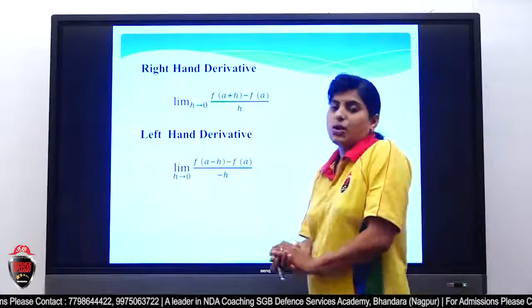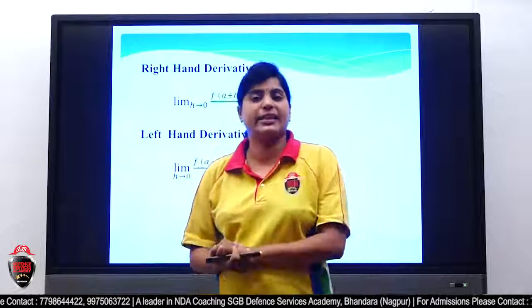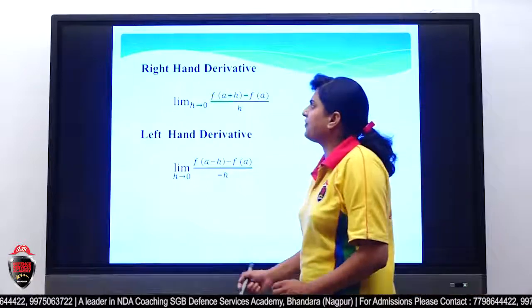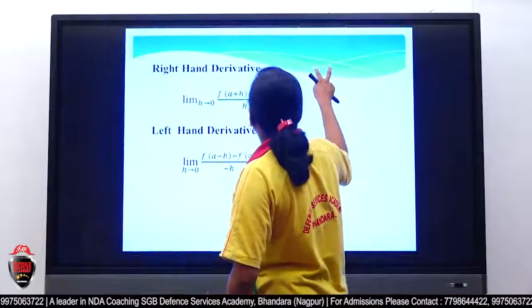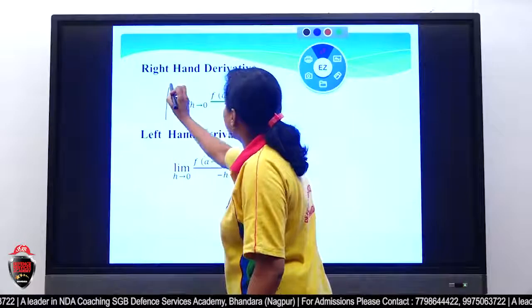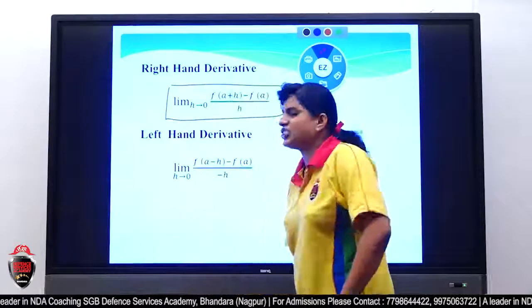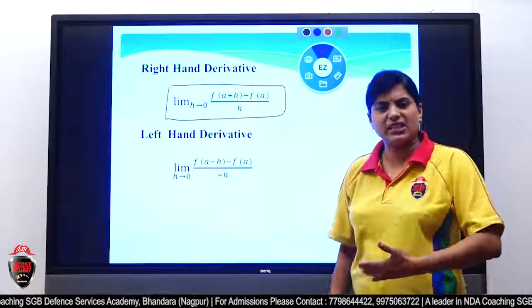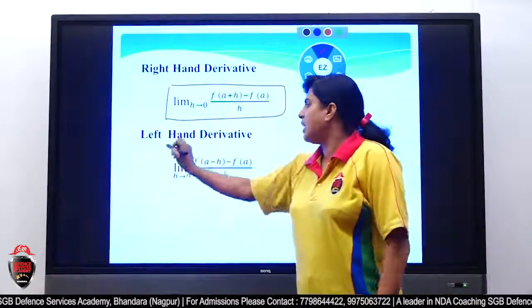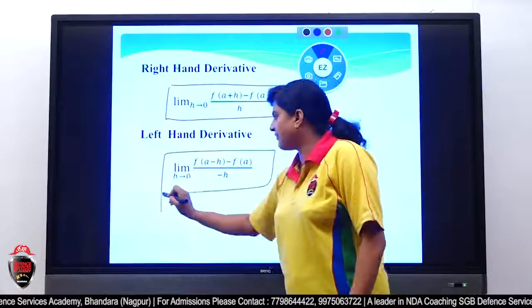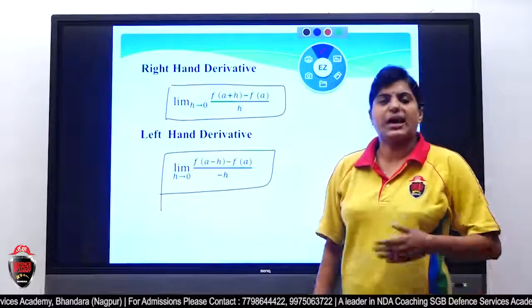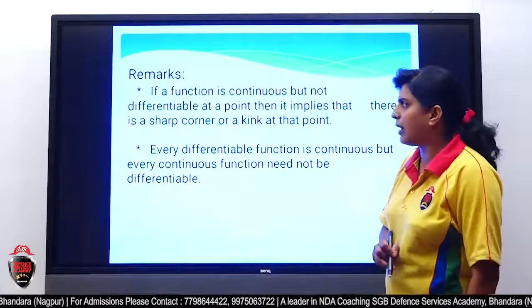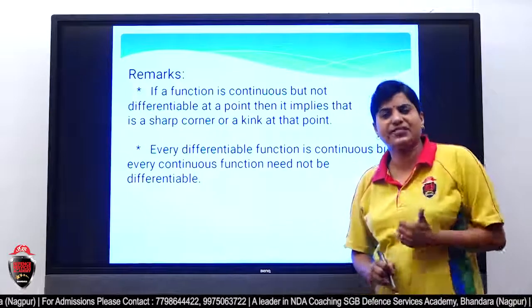So similarly we can write the right hand derivative and left hand derivative. So what is the exact formula for that? First one, when we are talking about the right hand derivative, it has the formula limit h tends to 0, f of a plus h minus f of a upon h, and left hand derivative is f of a minus h minus f of a upon minus h. These all are about the continuity and differentiability.